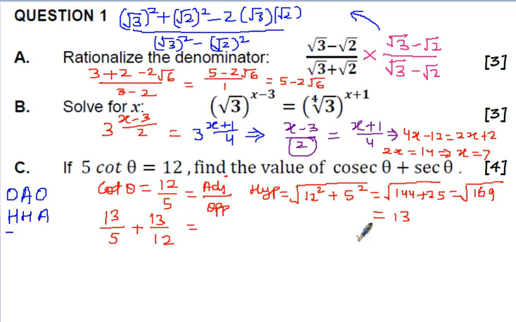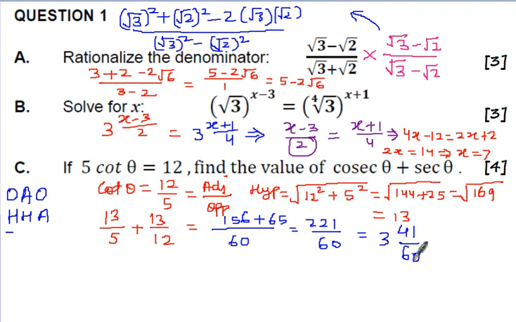Now many children make mistakes here. If they take the LCM, they don't do cross multiplication, or you can multiply here and add them. So 12 3s are 36, 12 1s are 12 and 3 15, 156 plus 13 5s are 65, and when you add them you get 221 upon 60. You can leave it, or you can write 3 integer 41 upon 60. So this is your correct answer.